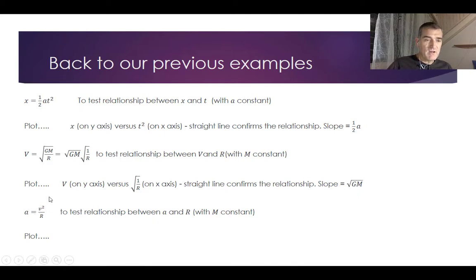Here's the final one. a is v squared over r. So if we keep, actually I think that should say keep v constant. We can't have a relationship with three different variables. I'm sorry about that, I should say with v constant. So if a is v squared divided by r, and v is constant, what would you plot to validate that relationship?